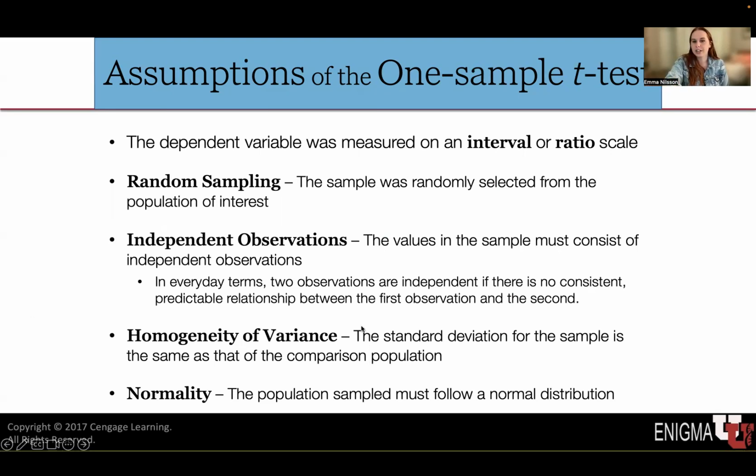We have homogeneity of variance, which means the standard deviation for our sample is the same as that of the comparison population. And that's something that we assume, right? Because we're using an estimated standard error. And then the population sampled should have a normal distribution.